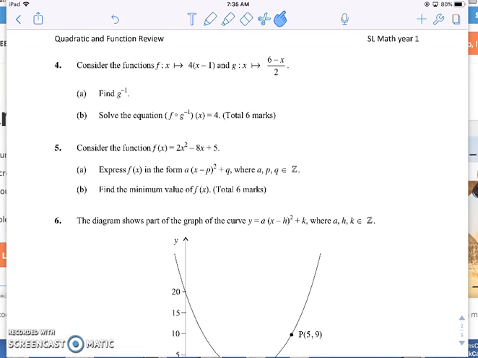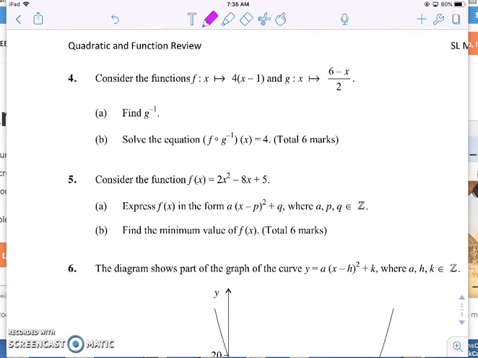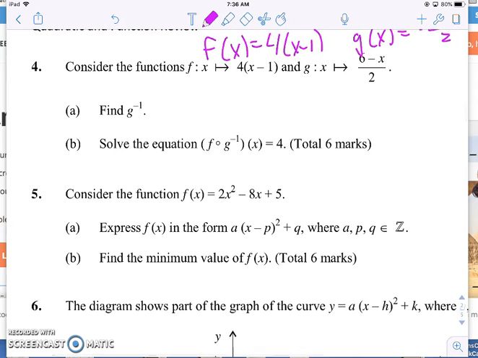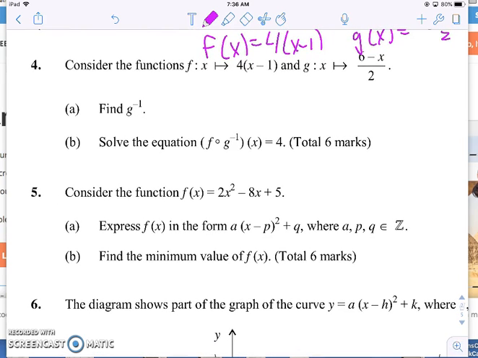If we flip to this back page here, number 4, we're asked to find this first one. Consider the function. Here's f, and this is just a fancy way of saying f of x equals 4 times x minus 1, and g of x equals 6 minus x over 2. The first thing, find g inverse of negative 1. Well, that means the inverse. So I'm going to switch the x and y.